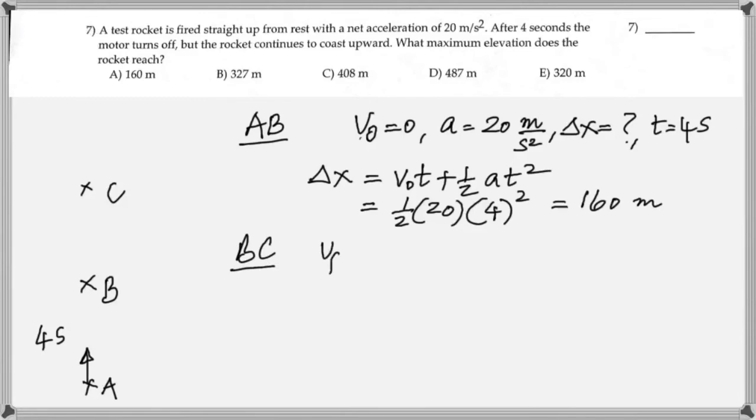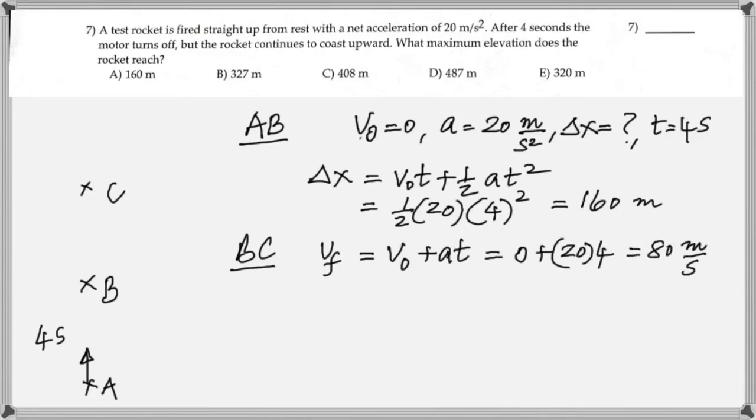(160 meters). Now for BC, the final velocity when it reaches B becomes the initial velocity for BC, right? So we have to find the final velocity at B, which is what I'm doing now. We know the acceleration is 20 times 4 seconds, so that would be the final velocity at B, which is the initial velocity of BC, right?